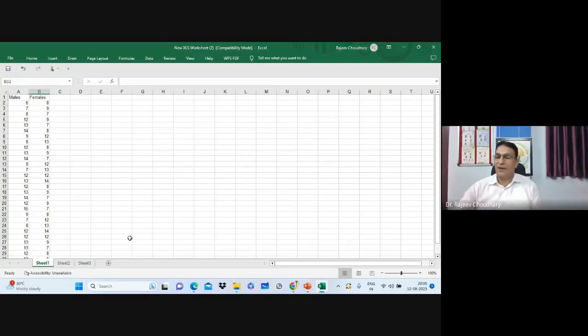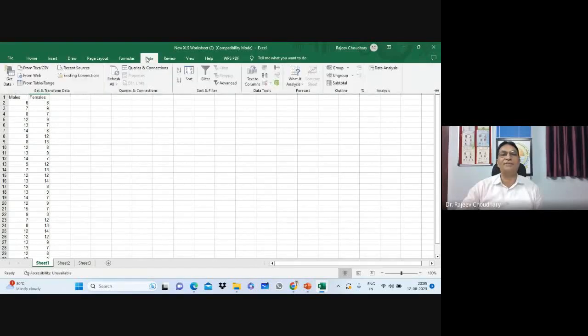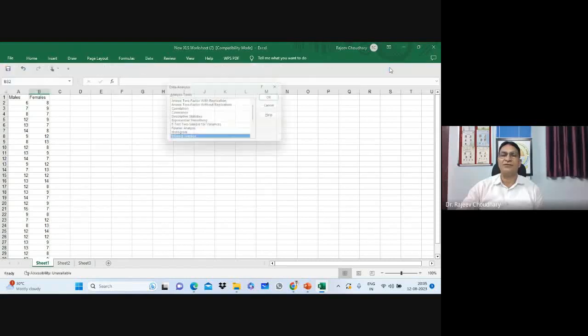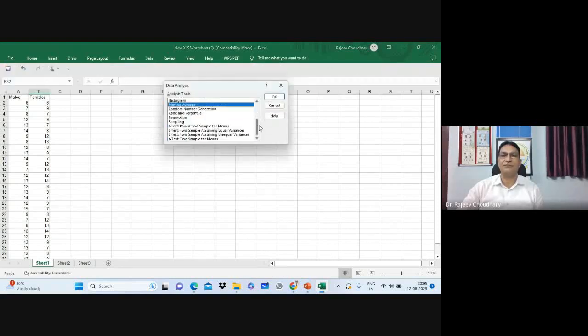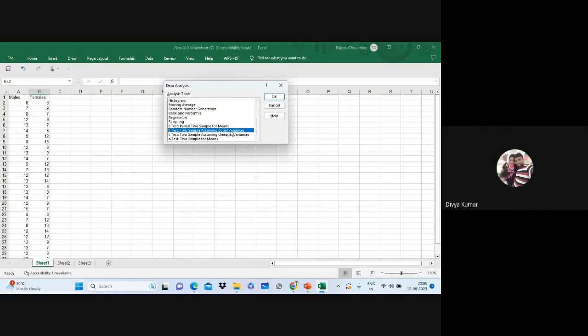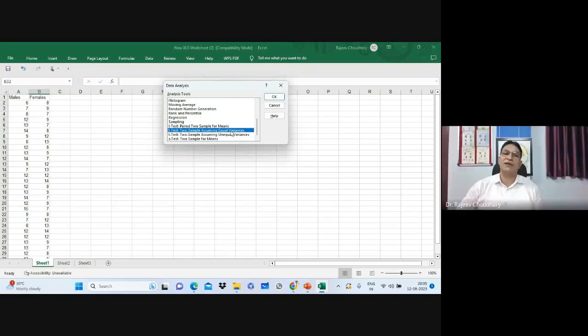Now, write down the commands or perform simultaneously with me. Click on OK. Click on data analysis. And we have to select t-test two samples assuming equal variances. Madam, is it okay? Yes, sir. This is a command in Microsoft Excel for independent t-test. T-test two samples assuming equal variances.